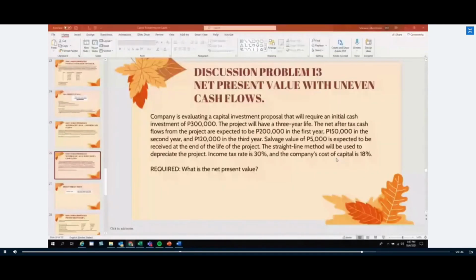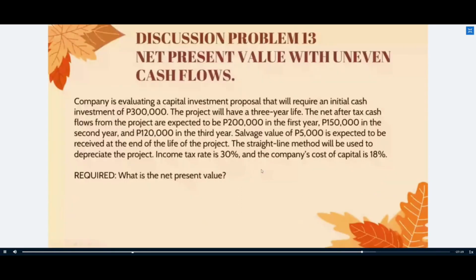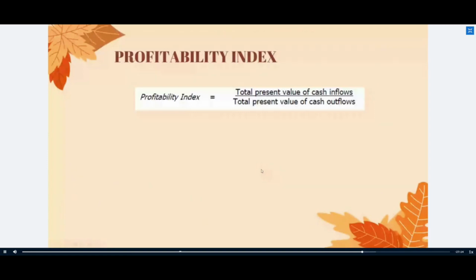All right. So that's problem 13. Now we have next profitability index. Profitability index is simply your total present value of cash inflows divided by the total present value of cash outflows, no? Pero parang ano to, no?